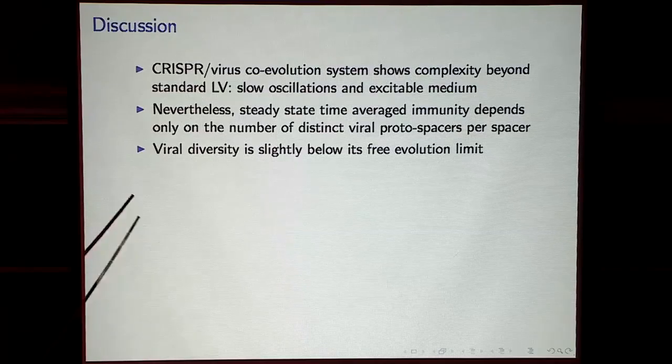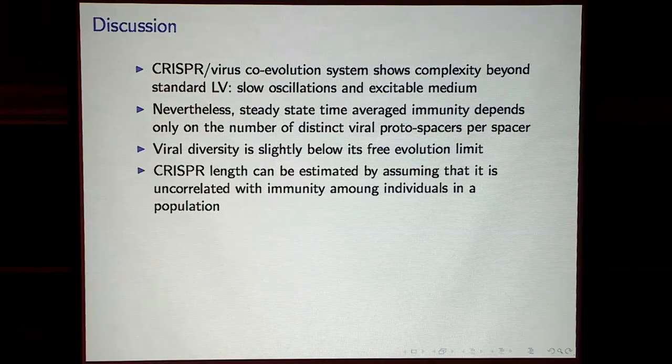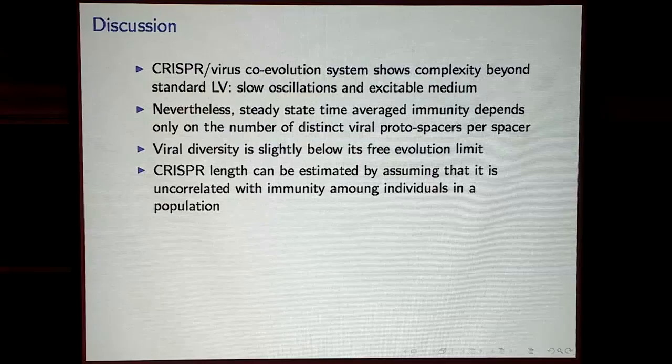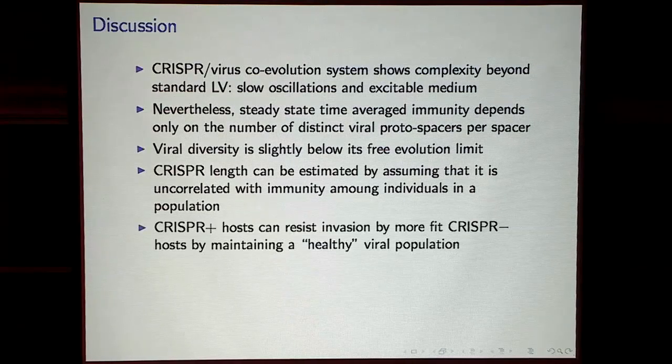So because the viral diversity is very close to the free evolution limit and the CRISPR length can be estimated by very simple assumptions, we can put these together into a theory, an approximate theory of this model, and actually predict this shape of the master curve analytically. Then there'll be a complete solution of the model, and the comparison with experiment will be without fitting parameters.